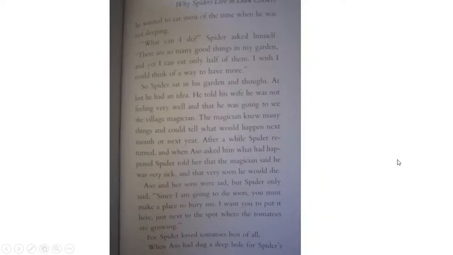He wanted to eat most of the time when he was not sleeping. "What can I do?" Spider asked himself. "There's so many good things in my garden, and yet I can only eat half of them. I wish I could think of a way to have more." So Spider sat in his garden and thought. At last he had an idea.